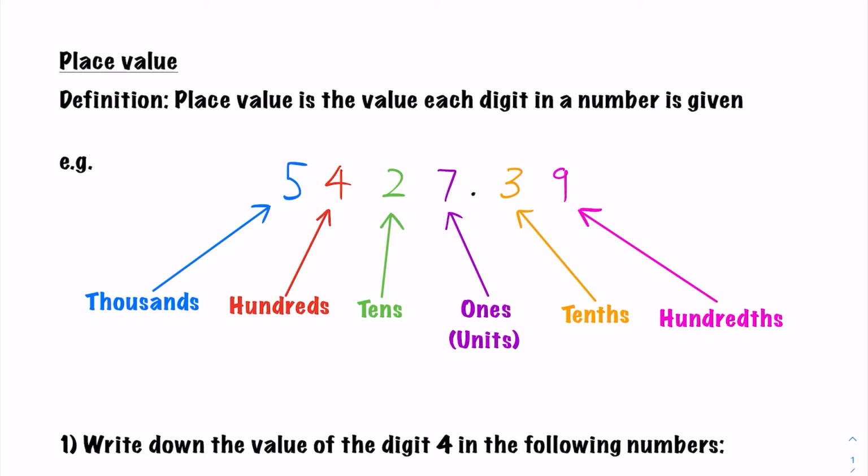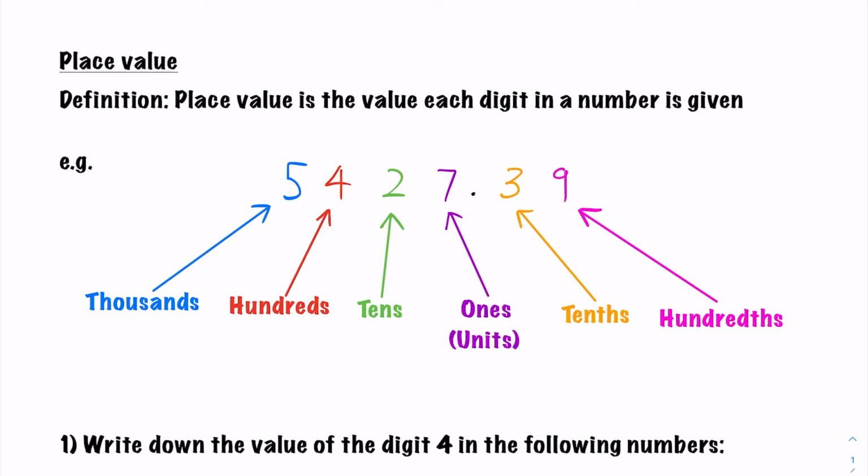Now, after you've gone past your decimal point and you go into the tenths and the hundredths, the same pattern just repeats itself, so then you go to the thousandths. In the same way, if you were working your way this way, you go to the tens of thousands, hundreds of thousands, millions, and tens of millions, and so on.